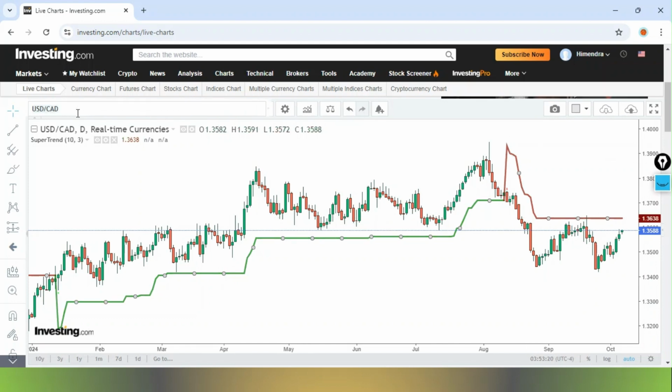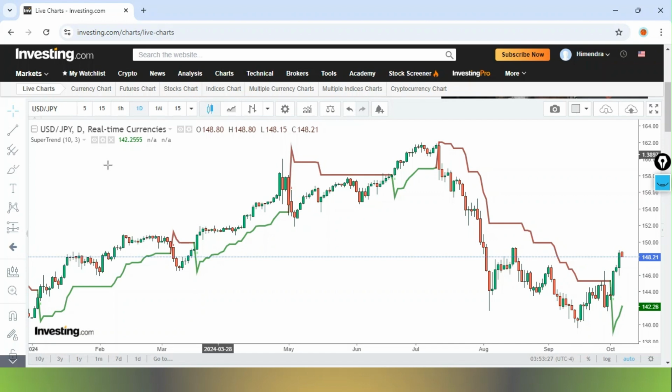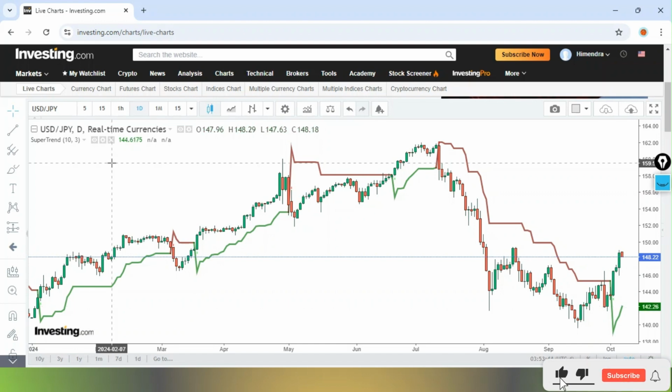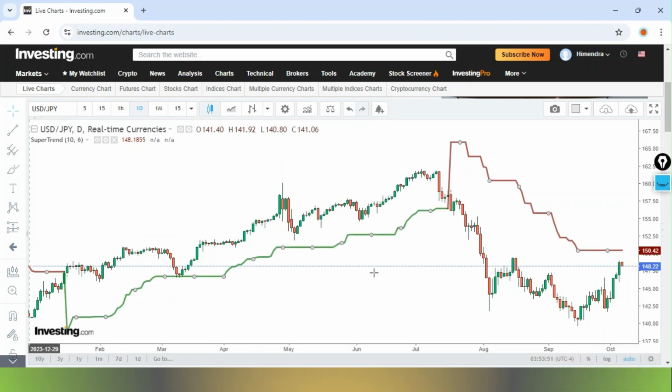So if USD versus Canadian dollar breaks above 1.36, then I'll be entering into a long position. Let's look at another currency, Japanese yen. Japanese yen versus USD has given a breakout at 143.53, so now it is in the uptrend, and for me the stop loss is at 142.24.